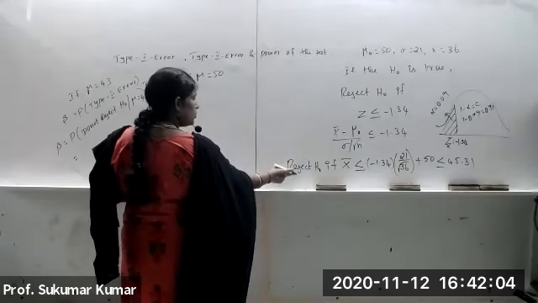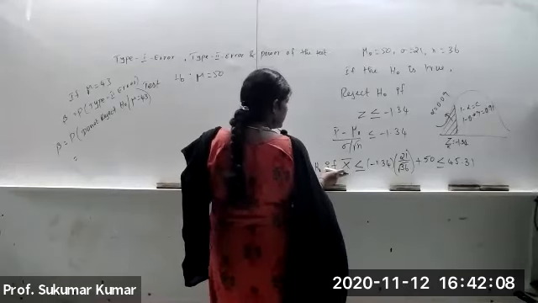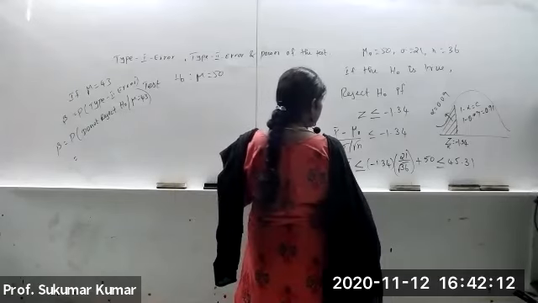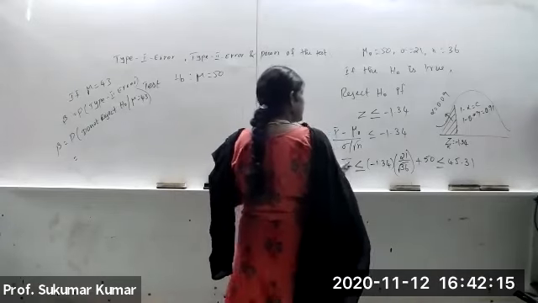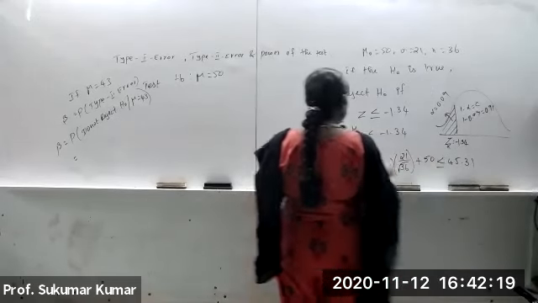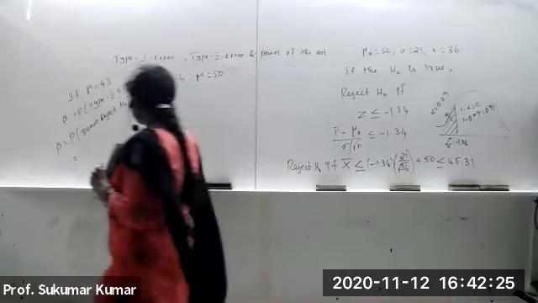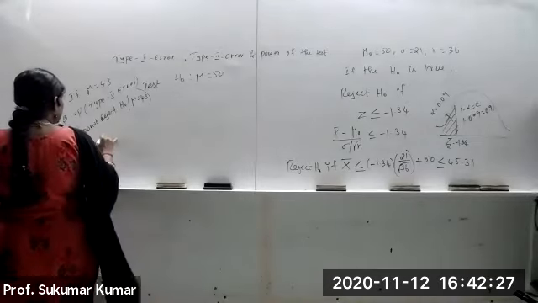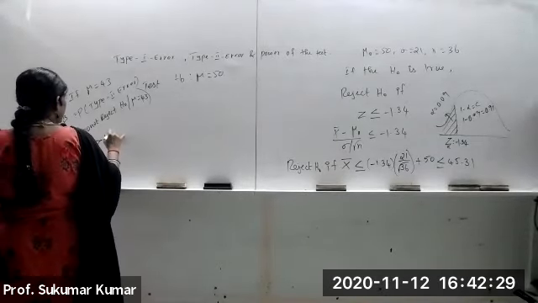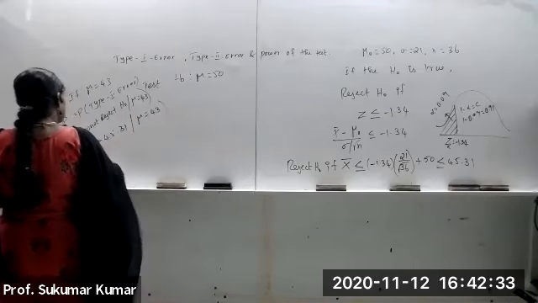So if we want do not reject, what will come, x bar is... Reject h naught means reject h naught if x bar is less than or equal to 45.31. Do not reject h naught means if x bar is greater than 45.31, that is x bar is greater than 45.31 given mu equal to 43.